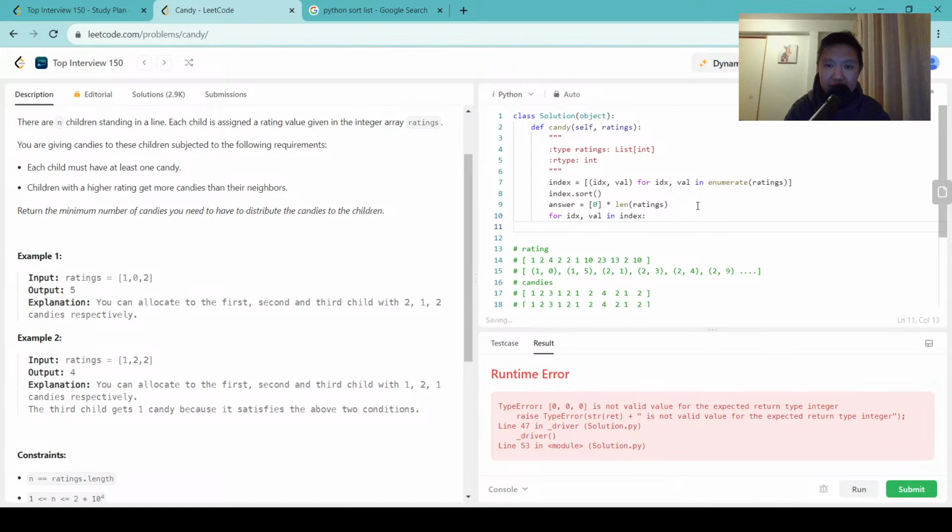So for each index val in array, let's check the left and right. If... I don't even have to check the left and right.